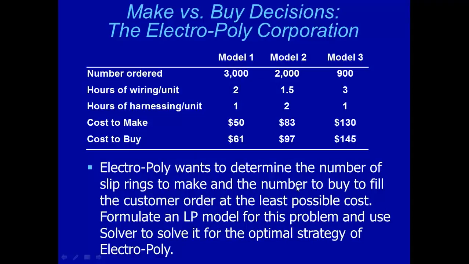Electropoly wants to determine the number of slip rings to make and the number to buy to fill the order at the least possible cost. Now let's think about it. We would like to find the decision variables first. What are the decisions involved? And here is the hint. The company wants to determine the number of slip rings to make and the number of rings to buy. And we have 3 different kinds of rings, Model 1, 2, and 3. So we are going to have 6 decision variables.